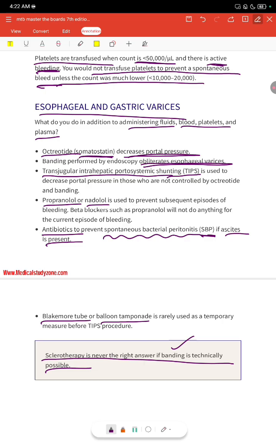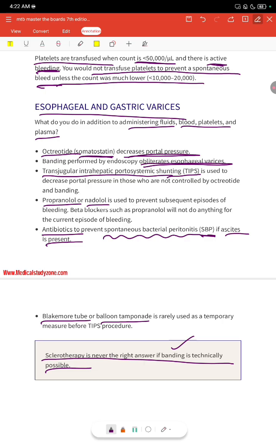Similarly, TIPS is another option, transjugular intrahepatic portosystemic shunting. It also decreases portal pressure in those who are not controlled by octreotide and banding. So this is the third option.